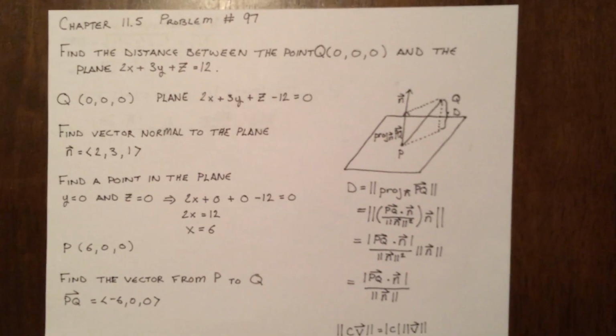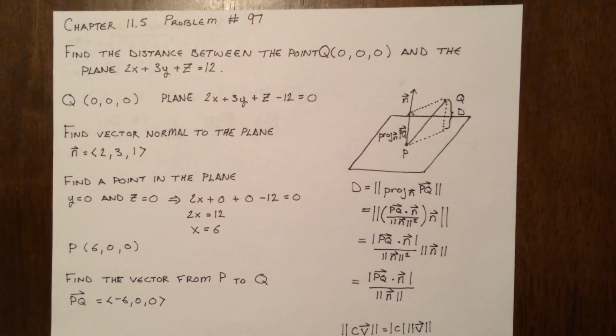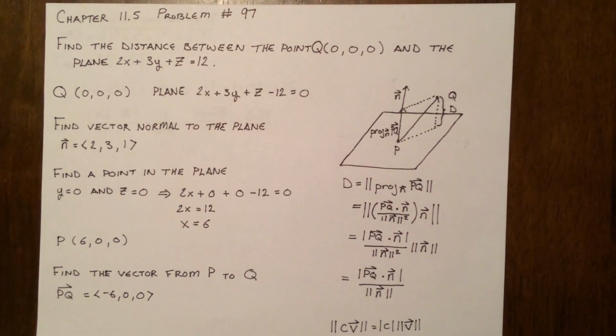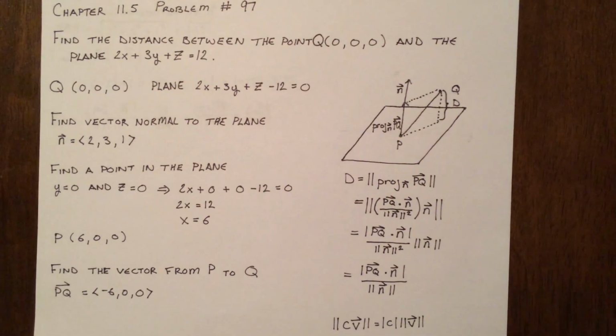I will be discussing chapter 11.5, problem number 97. Find the distance between the point (0, 0, 0) and the plane 2x plus 3y plus z equals 12.